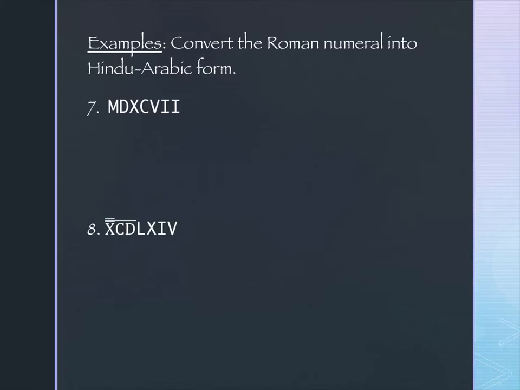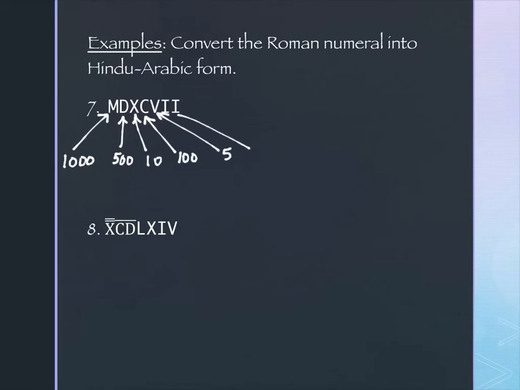So we'll start with the M. How much is M worth? It's worth 1,000. How much is the D worth? 500. How much is X? 10. C. How much? 100, sorry. The V, 5, and then the 2 I's at the end is 2.